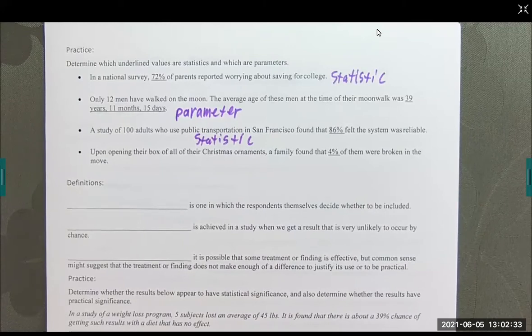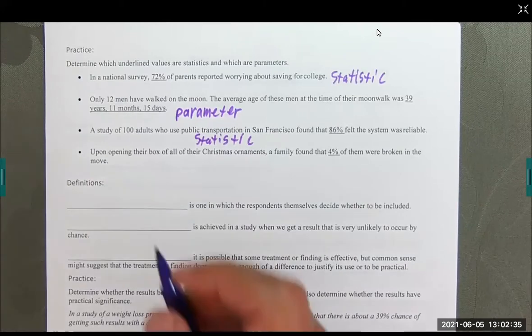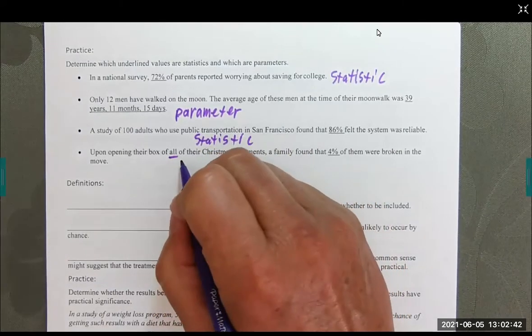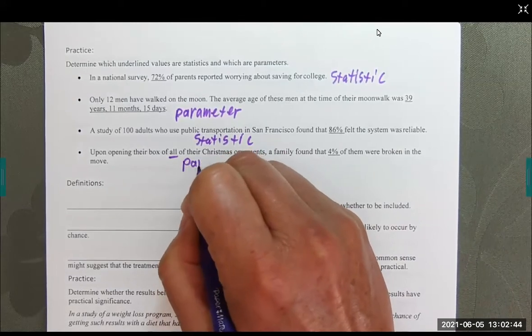And the last one, upon opening their box of all, there's a keyword there, of their Christmas ornaments, a family found that 4% of them were broken in the move. So because it's all of their Christmas ornaments, this is going to be a parameter.